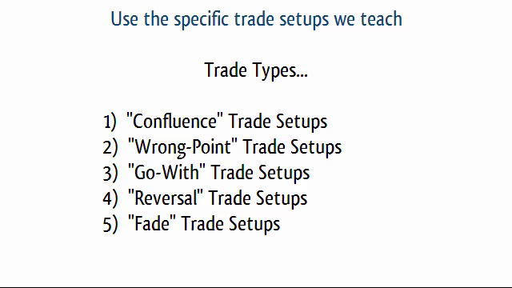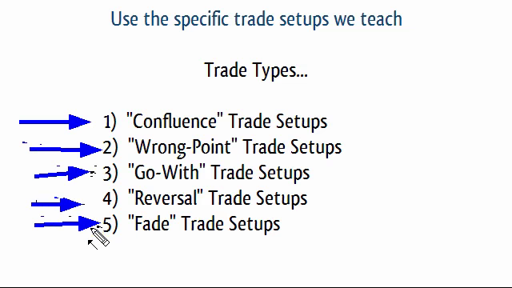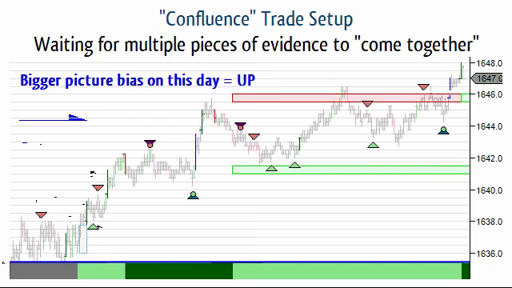And we use and teach numerous trade setups, and we arrange them by what we call trade type. We have Confluence trade setups, what we call the wrong point trade setups, go with trade setups, reversals, fades, and so forth. And what I thought I'd do is just go over some basic examples.